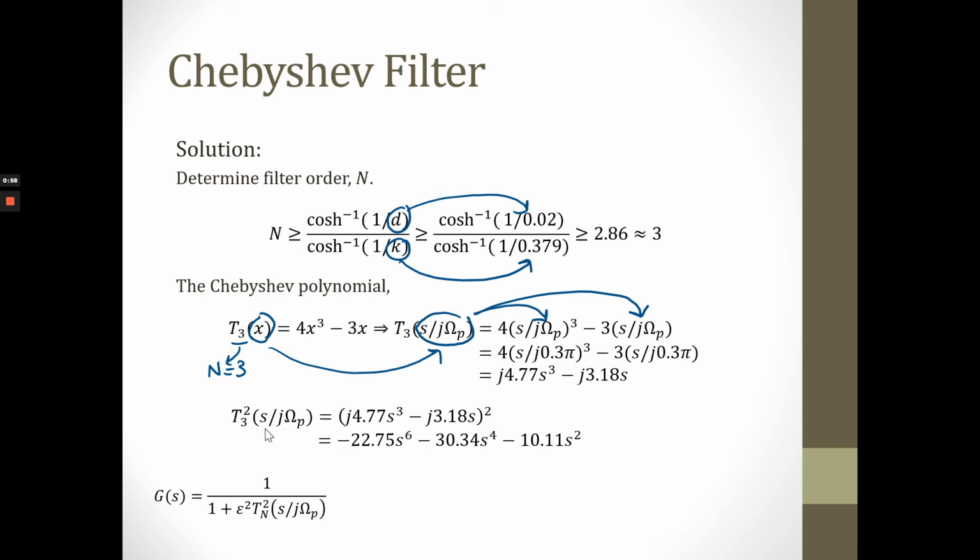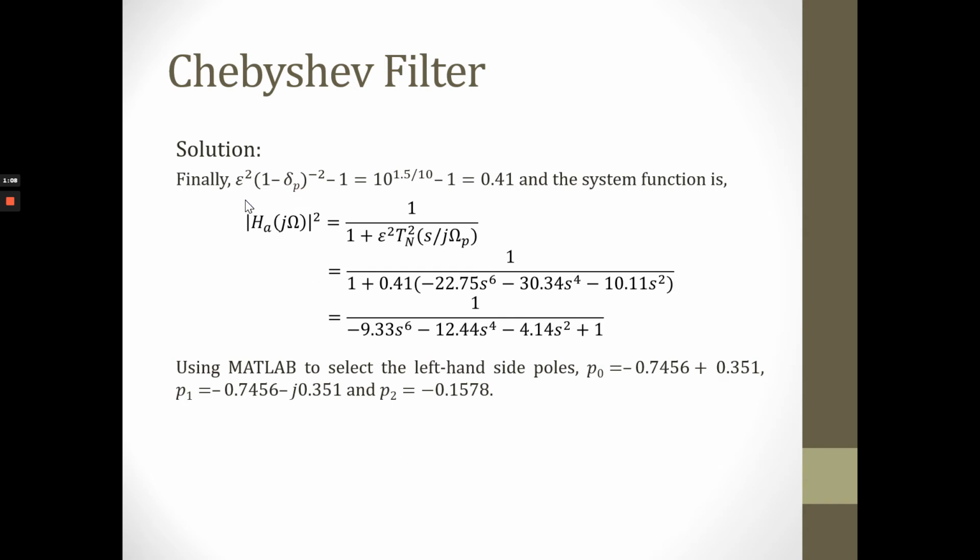The next one, we determine the T3 squared based on this function. So we have this 6th order polynomial equation. The next one, based on this equation, we determine epsilon squared using attenuation passband. So we substitute the value of epsilon squared and T3 squared into this equation, and after we rearrange this equation, we have a 6th order polynomial.